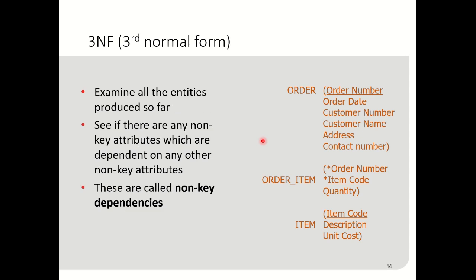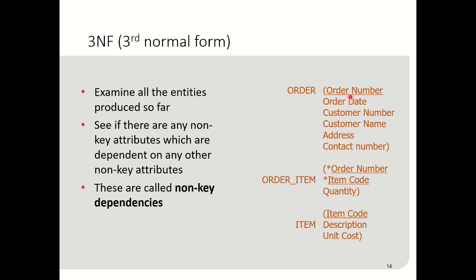Now moving over to the third normal form, you need to identify the non-key dependencies. So when you look at here, description and unit cost are fully functionally dependent on item code. So there is no non-key dependency. When you look at the quantity, which is the non-key, it is fully functionally dependent upon these two. So you don't have any non-key dependencies.